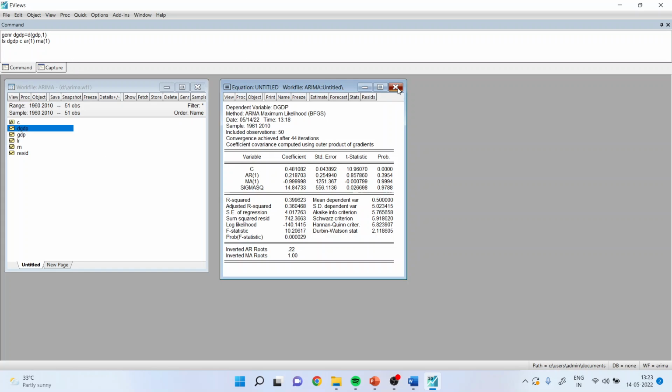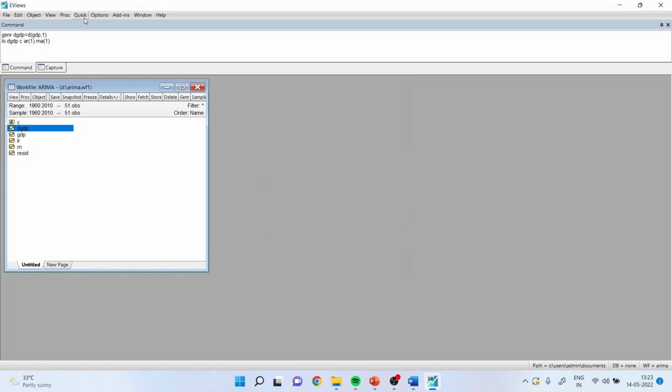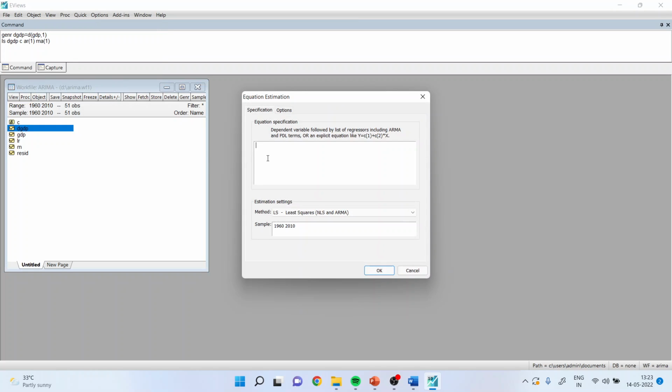Another method, you can go in Quick, Estimate Equation. We have already discussed that when you are in this window, it's not necessary for you to write down ls. Now you'll write down dGDP directly. That is a differenced series. Why am I using the differenced series? Because the differenced series is stationary. Another thing is I have differenced one time and therefore it is an I(1) process. So dGDP C AR(1) MA(1). Enter. A is not defined. Okay. It should be AR.